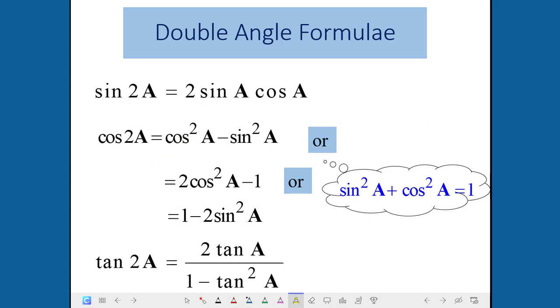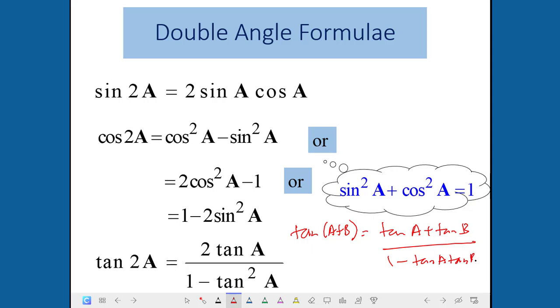And then for tangent, tangent A plus B is equal to tangent A plus tangent B over 1 minus tangent A times tangent B. When B is replaced with A, you get tangent A plus tangent A, which is equal to 2 tangent A over 1 minus tangent A times tangent A. Okay, this is the double angle formula for tangent.